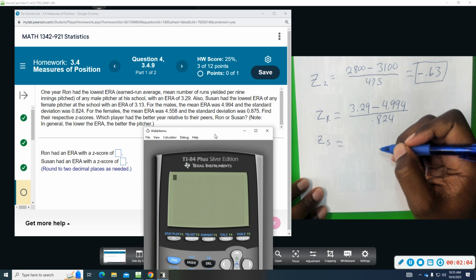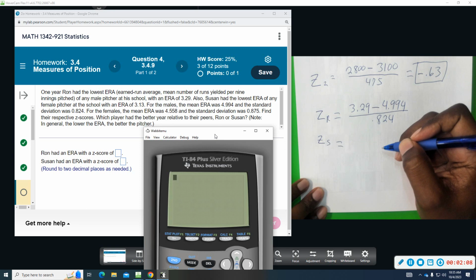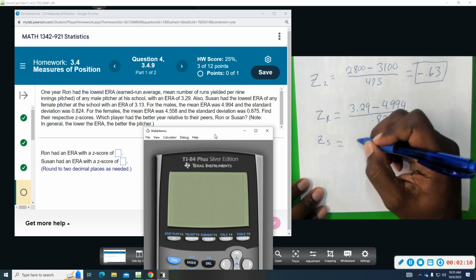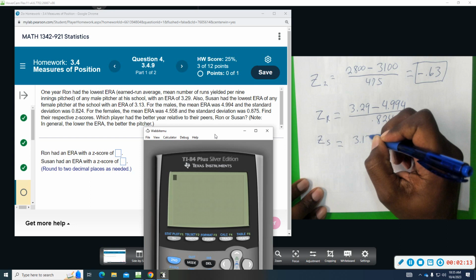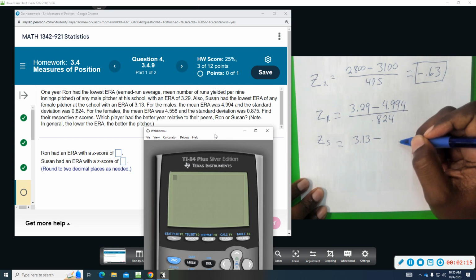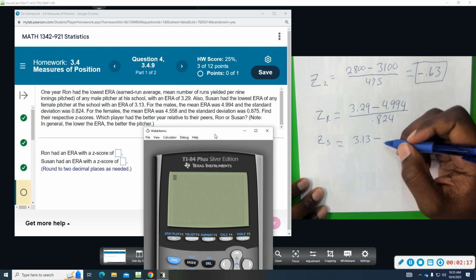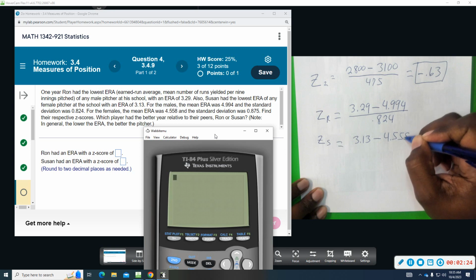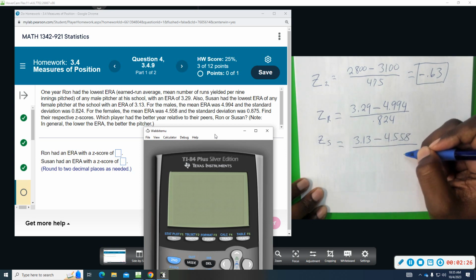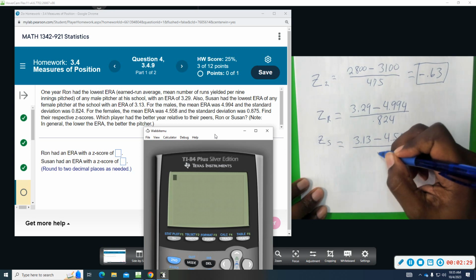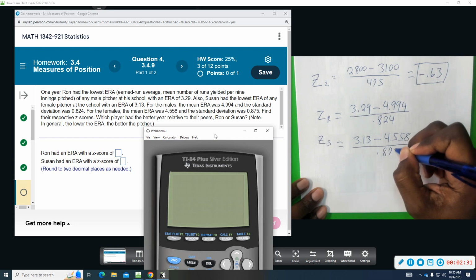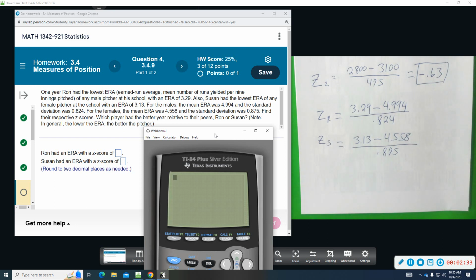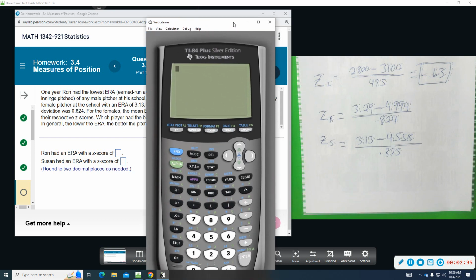Susan had 3.13. The mean for girls was 4.558. Standard deviation 0.875. Okay, we're going to compute both of those.